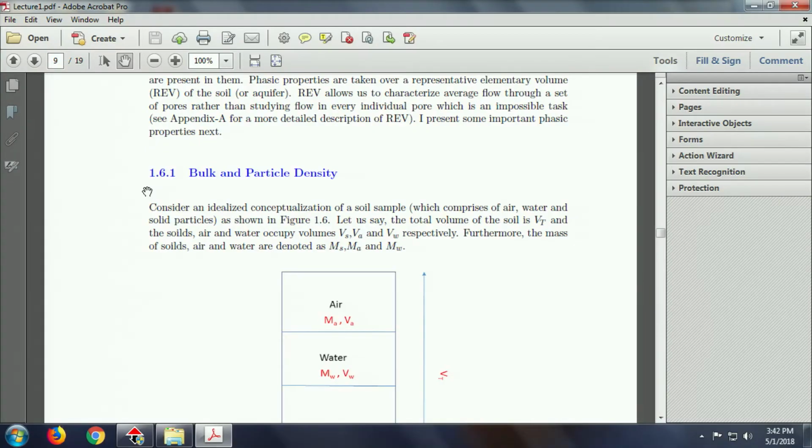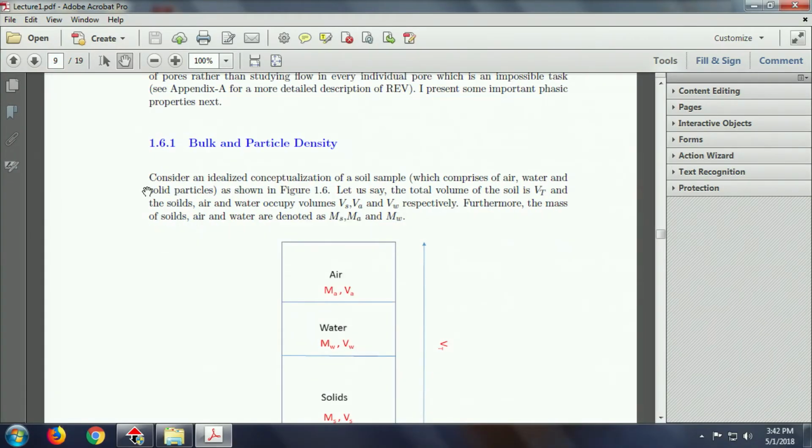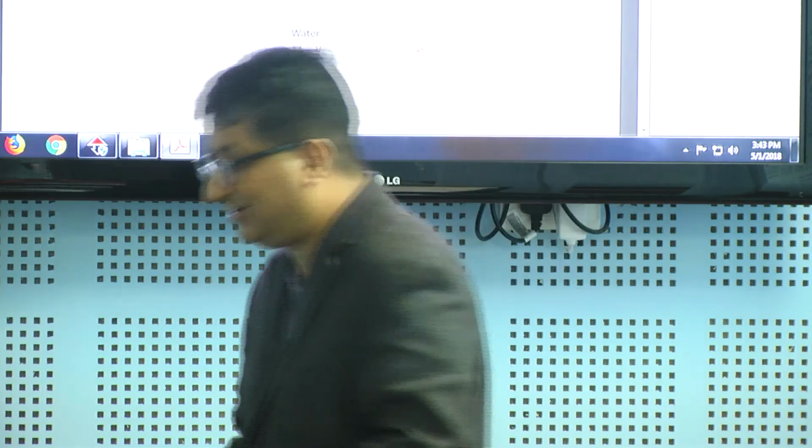So phase properties, bulk and particle density, which one is a bigger number? Why? So what's bulk density, what's particle density?